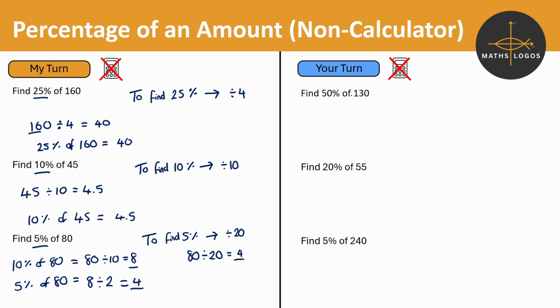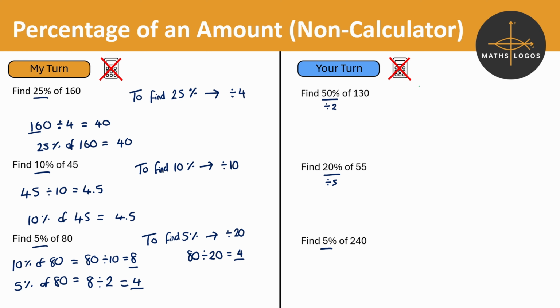So before you give these questions a go, just to make you aware, to find 50%, we divide by 2. To find 20%, we divide by 5. And we've already talked about how we find 5%. So pause the video, give these 3 a go, and then we'll look at them together.